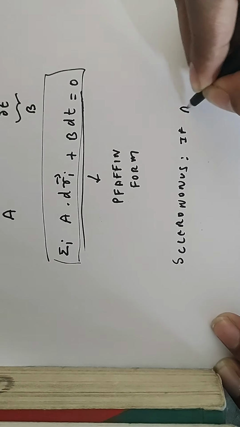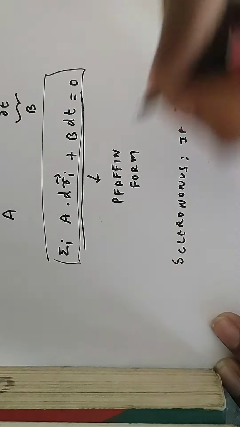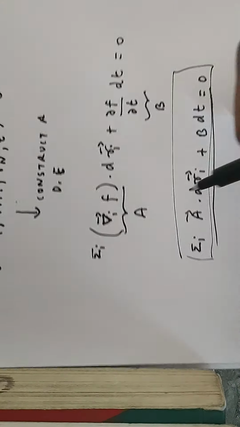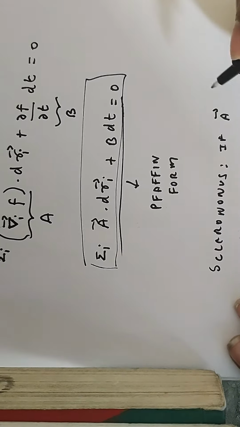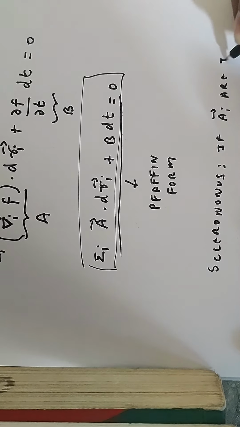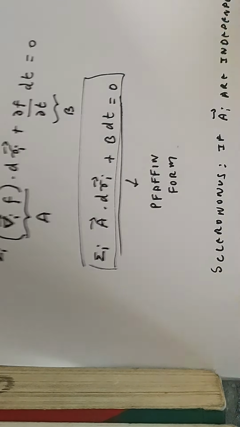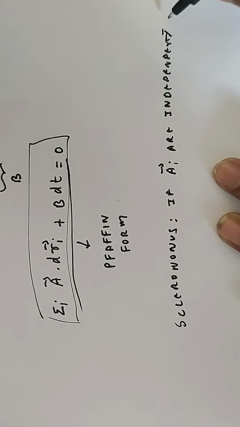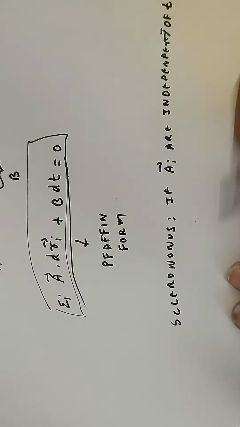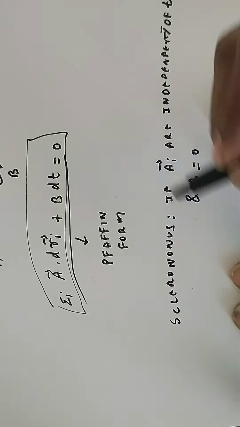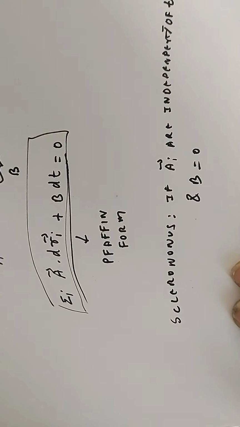So if a vector, these are vectors, I'm sorry. This is a vector quantity because it involves the gradient. So if a vector I are independent of P and correspondingly B is equal to 0, we say the equation is scleronomic, as seen from the Pfaffian form.